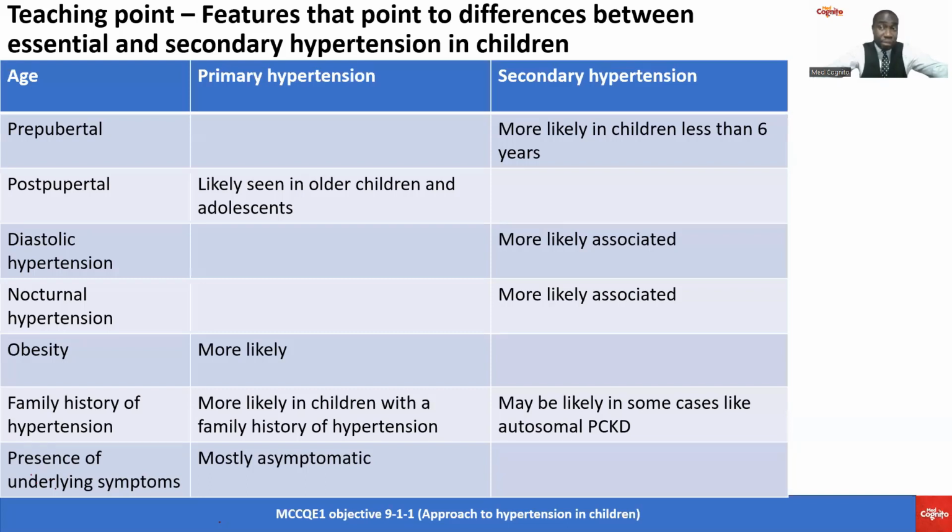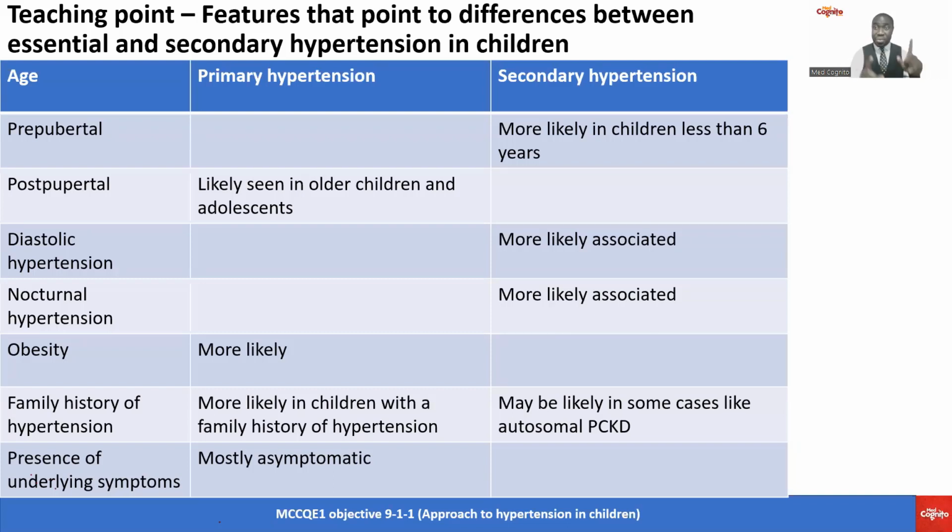If you are asleep, Dr. Froza, Dr. Joyce, Dr. Abdul, Dr. Majid Koya, and I wake you up and ask you to tell me the differences between primary and secondary hypertension in adolescents, you should be able to recite which one is more common in pre-pubertal, which is more common in post-pubertal, which is more associated with diastolic hypertension, which with nocturnal hypertension, which is more likely to be seen in children who are obese, which has a strong predilection for family history, and which may or may not have symptoms.